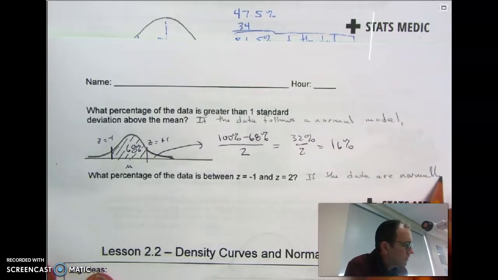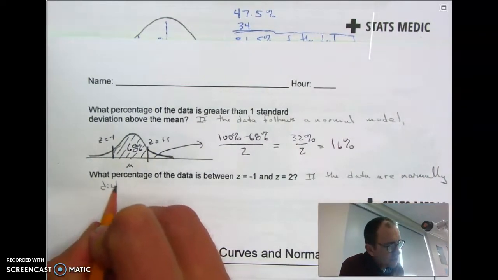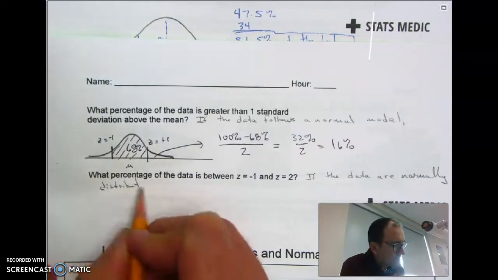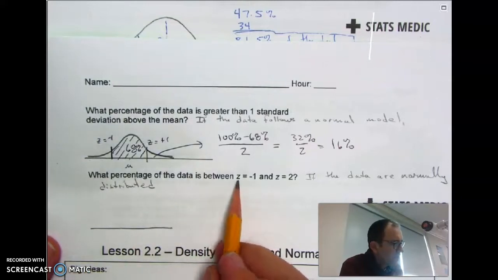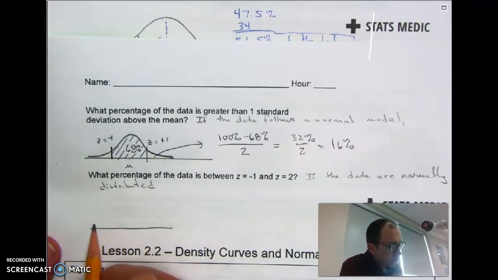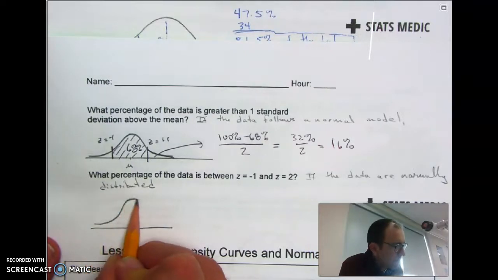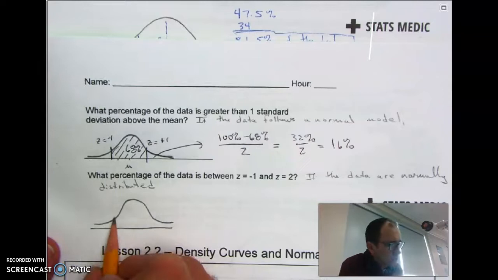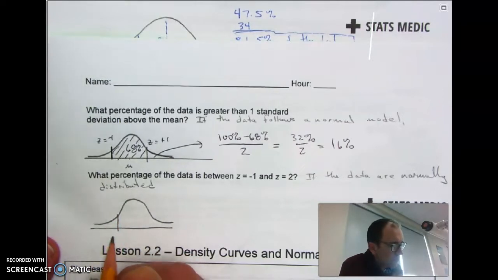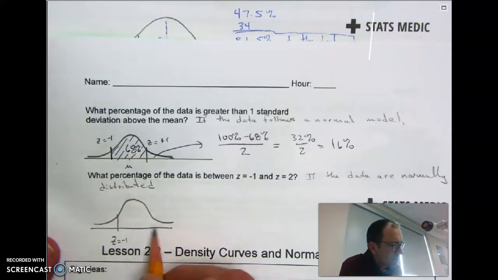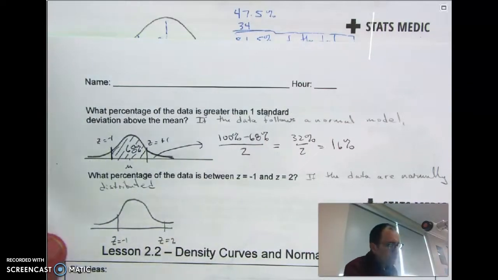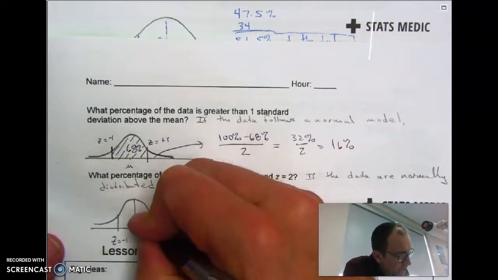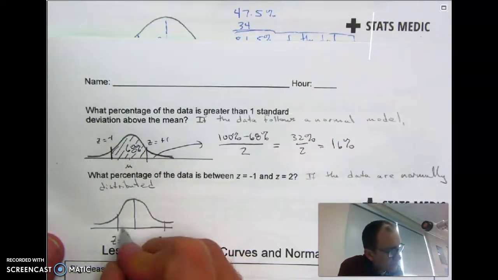So if the data are normally distributed, then we can make the following conclusions. So if they're normally distributed, then between negative 1 and positive 2. So let's kind of break that up into two parts here. So let's pretend that's a normal distribution. A z-score of -1 will be 1 standard deviation below the mean. And a z-score of +2 will be 2 standard deviations above the mean. So we're going to break that up into two parts. We're going to find the part between the mean and 1 standard deviation below.